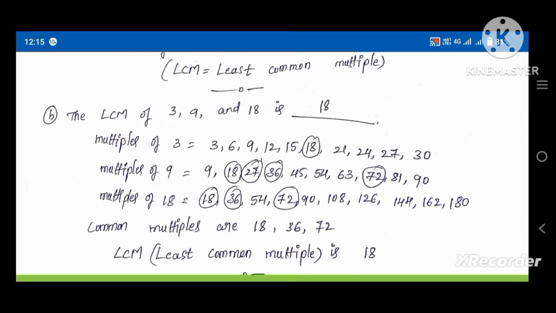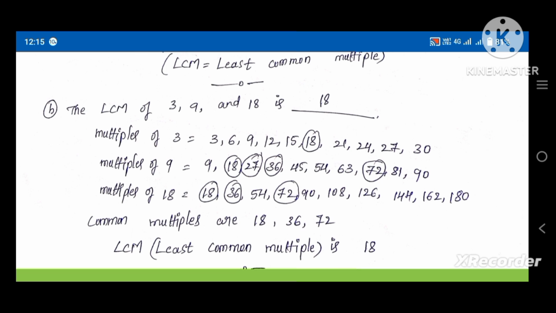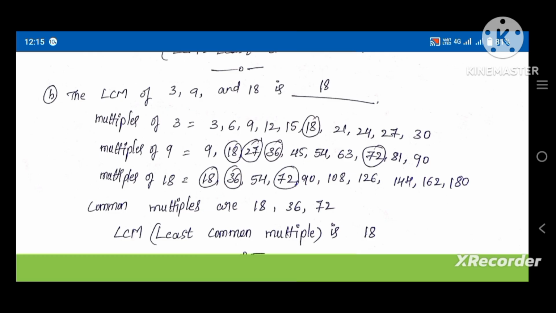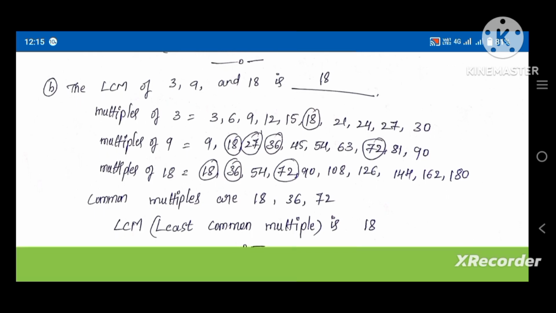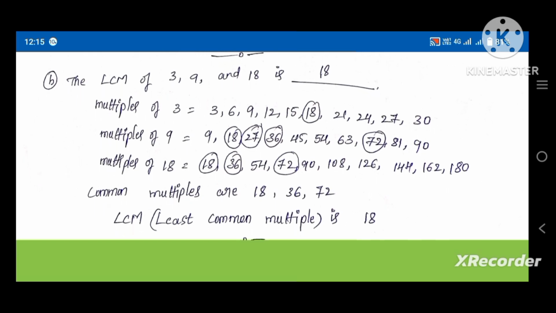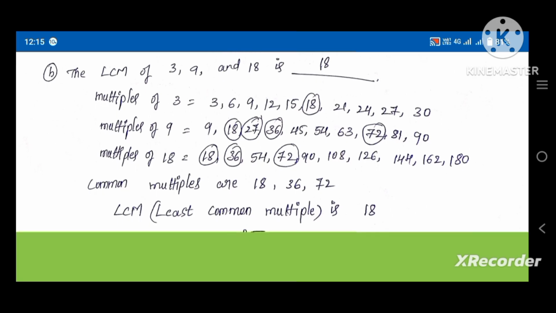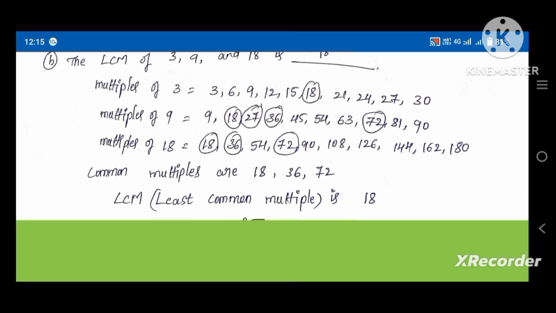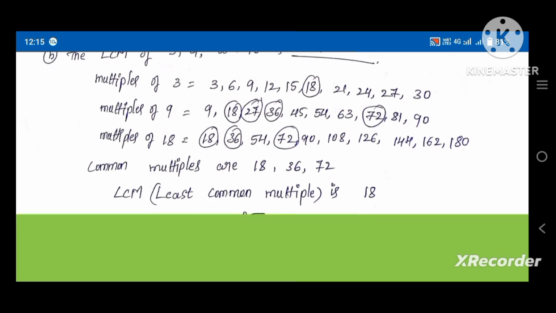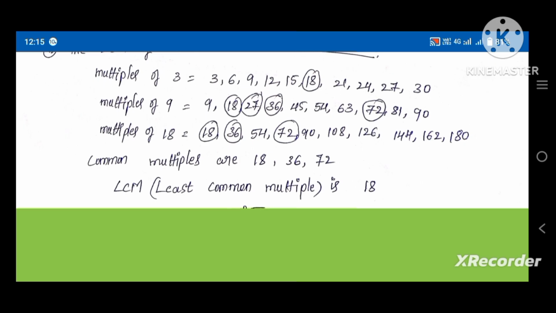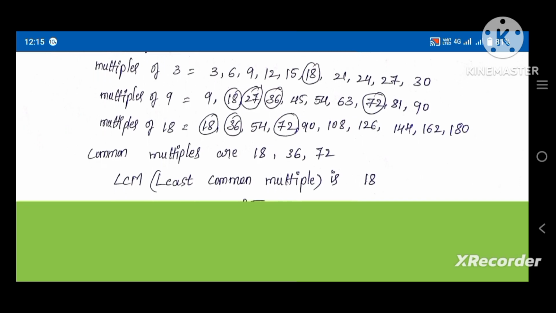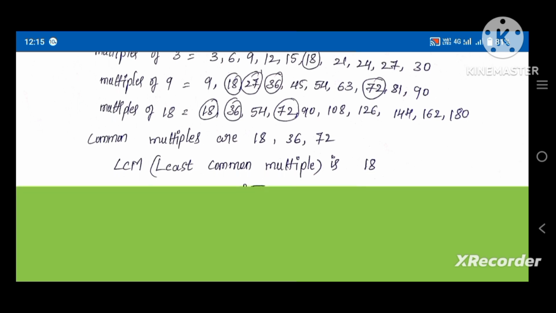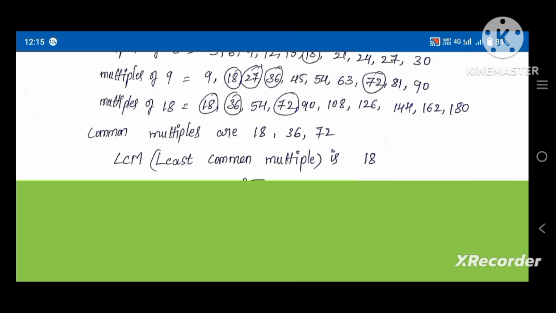B. The LCM of 3, 9 and 18 is 18. Multiples of 3: 3, 6, 9, 12, 15, 18, 21, 24, 27, 30. Multiples of 9: 9, 18, 27, 36, 45, 54, 63, 72, 81, 90. Multiples of 18: 18, 36, 54, 72, 90, 108, 126, 144, 162, 180. Common multiples are 18, 36, 72. The least common multiple is 18.